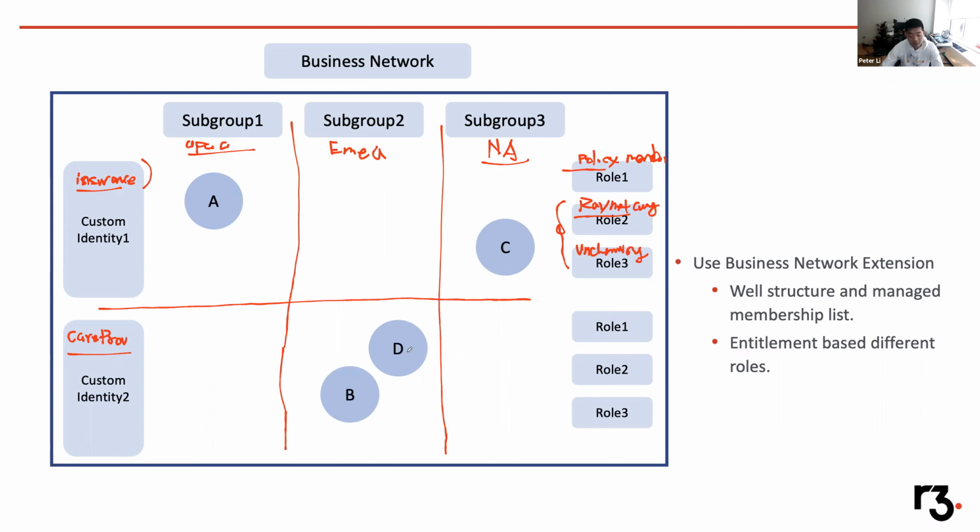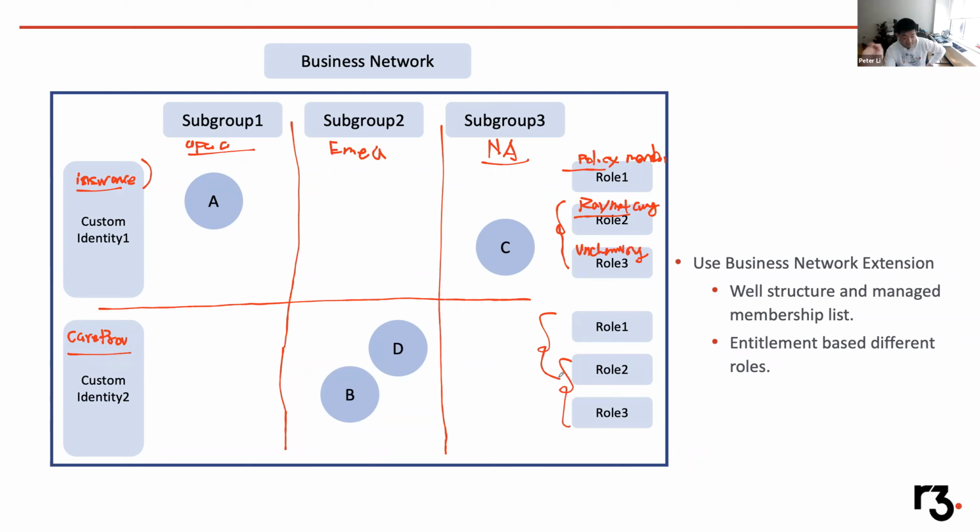And similarly, we look at node B and node D. Node B is in the EMEA group, is a care provider, and will have whatever role 2 and role 3. And node D is a care provider also in the EMEA group, but only has the capability of role 1 and role 2.